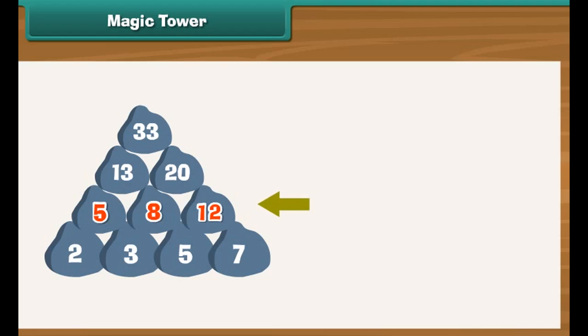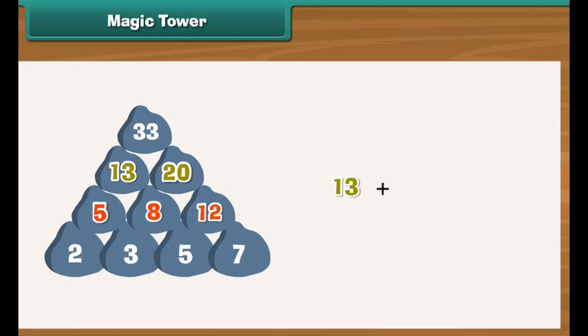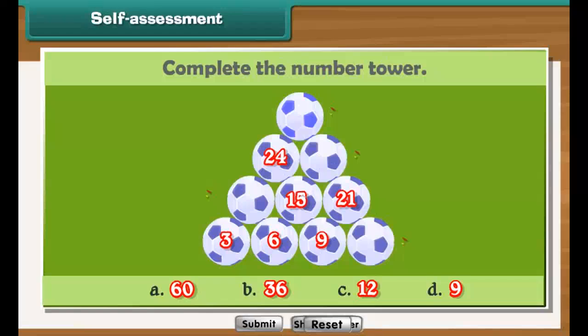Let us now take the stones of the second row. 5 plus 8 is equal to 13. 8 plus 12 equals 20. 13 and 20 form the row above. Let us now take the stones of the third row. 13 plus 20 is equal to 33. 33 forms the topmost row. So the pattern is clear. Every stone starting from the second row is the sum of the two stones beneath it. Before moving further, let us have a look at what you have learned. Complete the number tower by dragging the correct options.